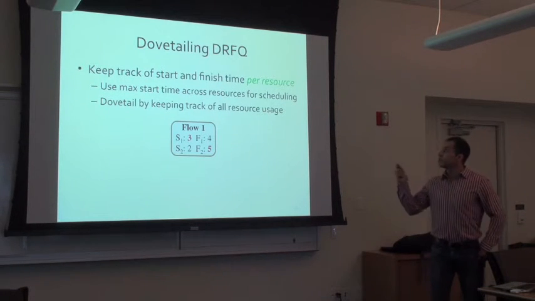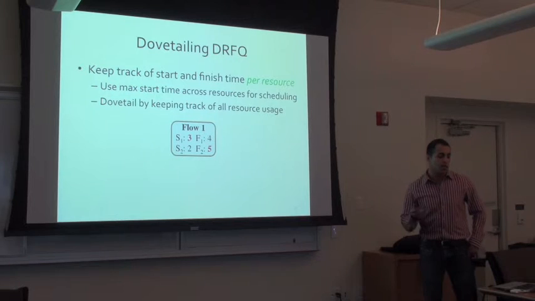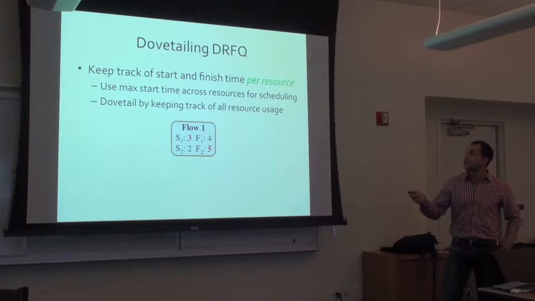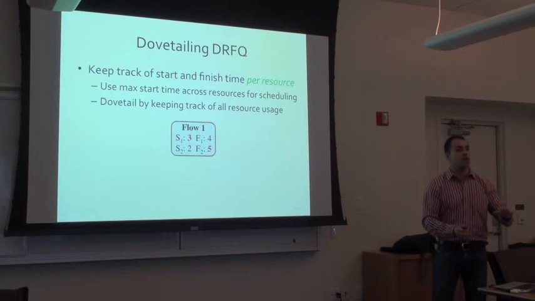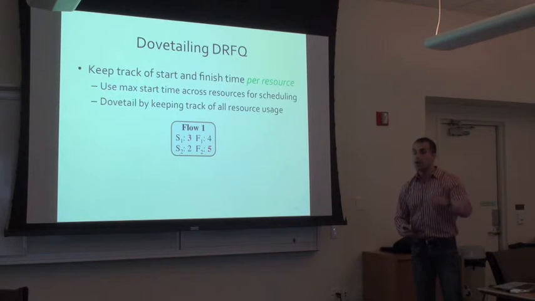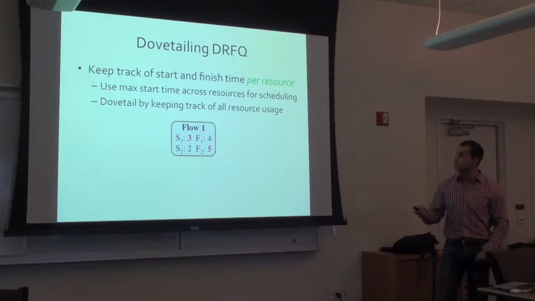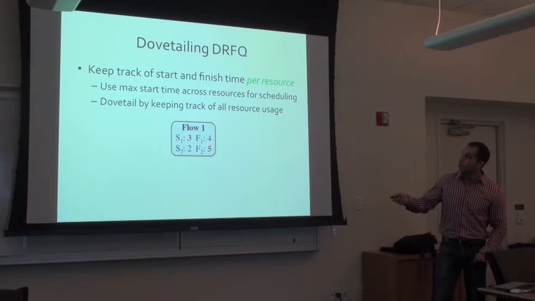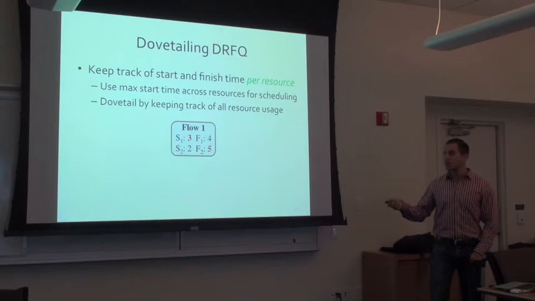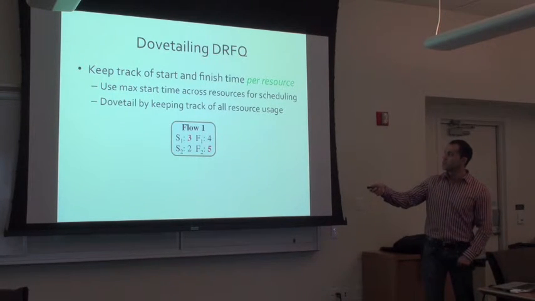So that's the memoryless DRFQ. The dovetailing DRFQ tries to fix this. The way it does that is that it keeps track of start and finish time per resource. So every packet will now have a start and a finish time for every resource. We keep track of how much it's using of the different resources, and when we're actually doing scheduling, we use the maximum start time across the resources for that packet. Here's an example: here's a packet, and we know the start time and finish time for the first resource, and the start time and finish time for the second resource. But when we're scheduling, we always use the max of these, 3 and 5.